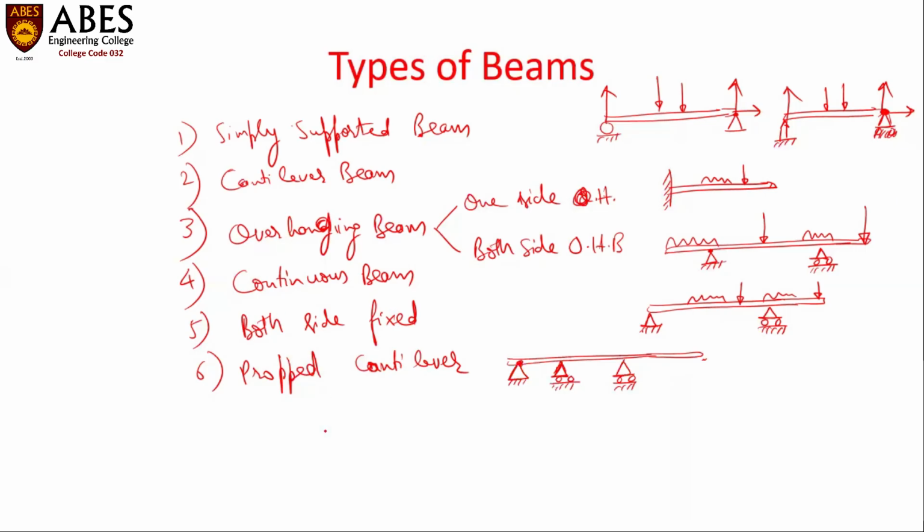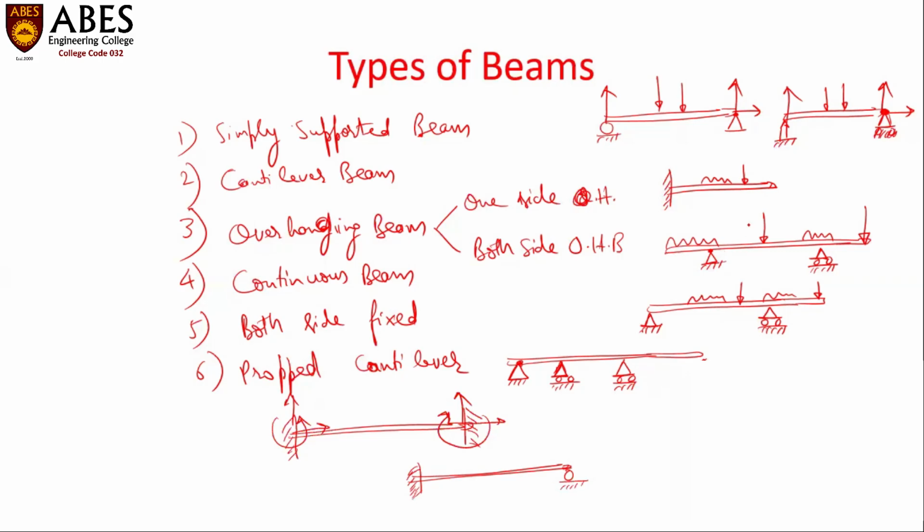Last one is the both side fixed. In case of both side fixed, both the ends of the beam are kept fixed. So accordingly, there will be different reactions. Next one is the propped cantilever. In case of propped cantilever, one of the ends is kept fixed and the other end is kept under roller support. So this is called a propped cantilever beam.